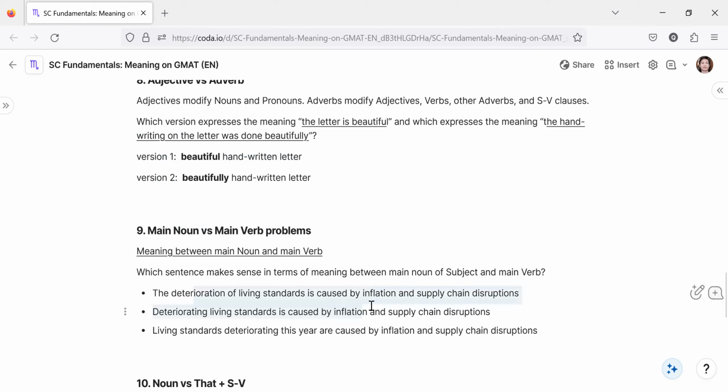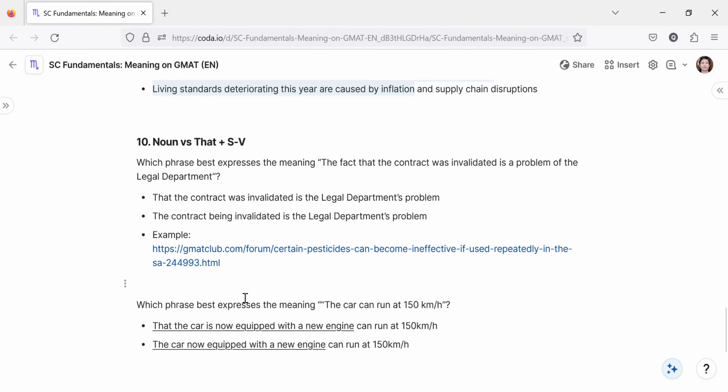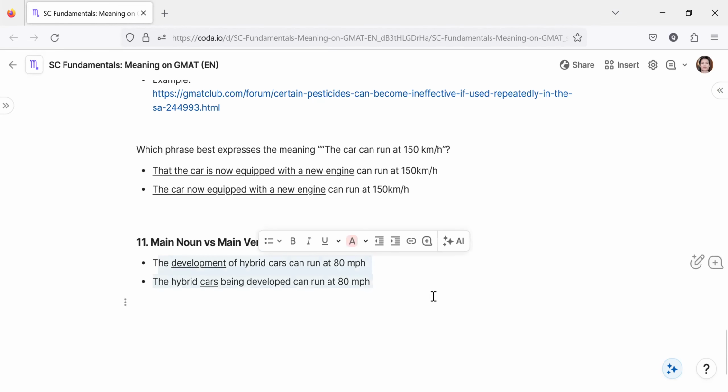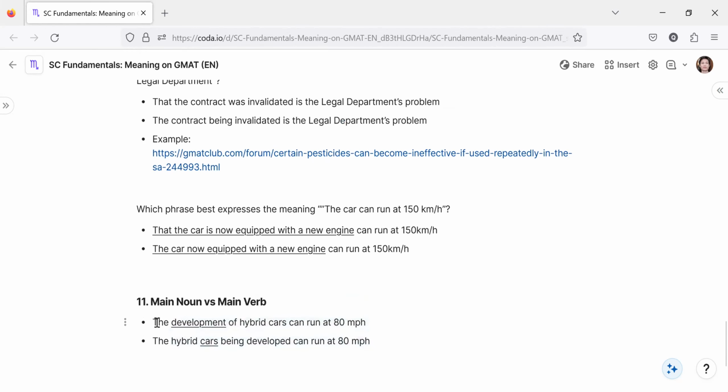So let's temporarily skip these examples and pick something more down to earth. We have two sentences here. The development of hybrid cars can run at 80 miles per hour. And the second sentence: the hybrid cars being developed can run at 80 miles per hour. In the first sentence, the main noun of the subject is development, but the main verb is run. In the second sentence, the main noun of the subject is cars, while the main verb is still run.